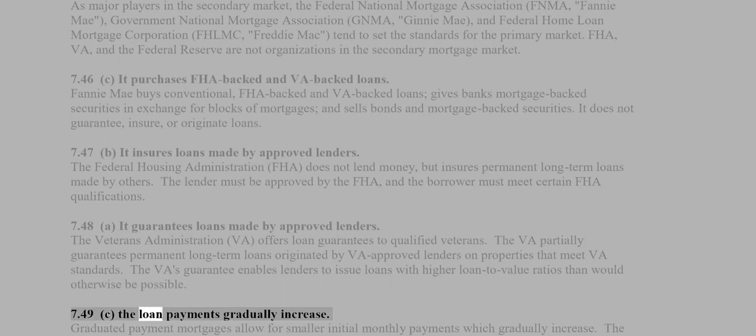7.49 C. The loan payments gradually increase. Graduated payment mortgages allow for smaller initial monthly payments which gradually increase. The interest rate remains fixed, as does the loan term.